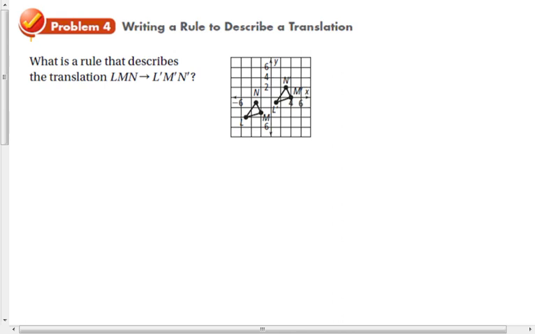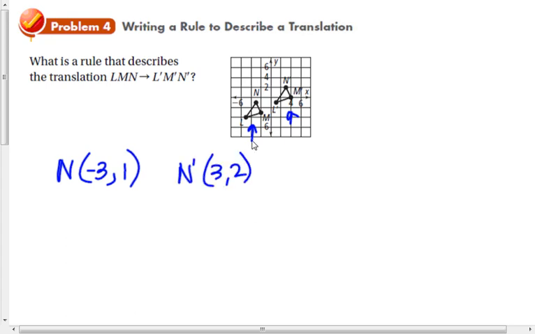All right, we're going to make a rule for this translation. So we're just basically going to observe what's going on to go from the pre-image to the image. So this is the pre-image right here. This is the image here. Let's label those coordinates for N and N prime. N is -3, 1, and N prime is 3, 2. So we are translating from there to there.